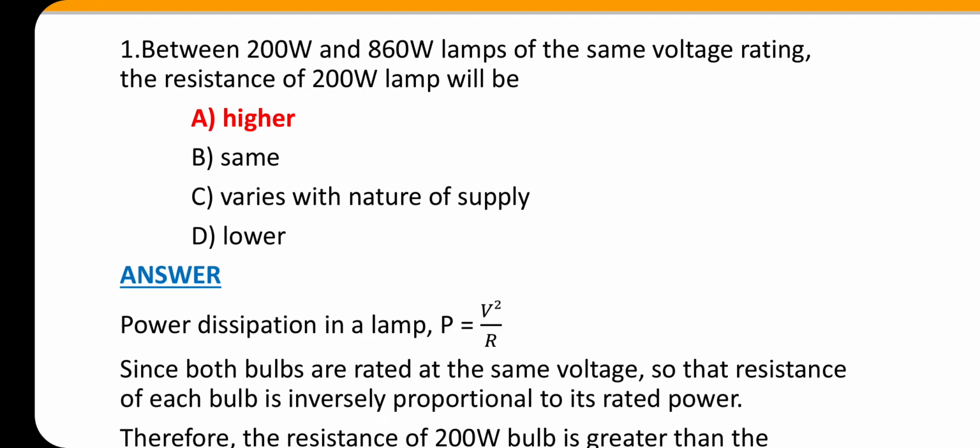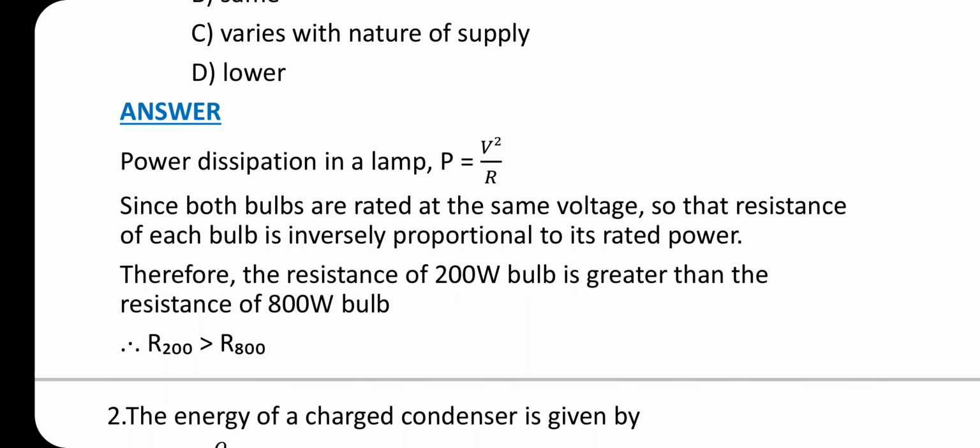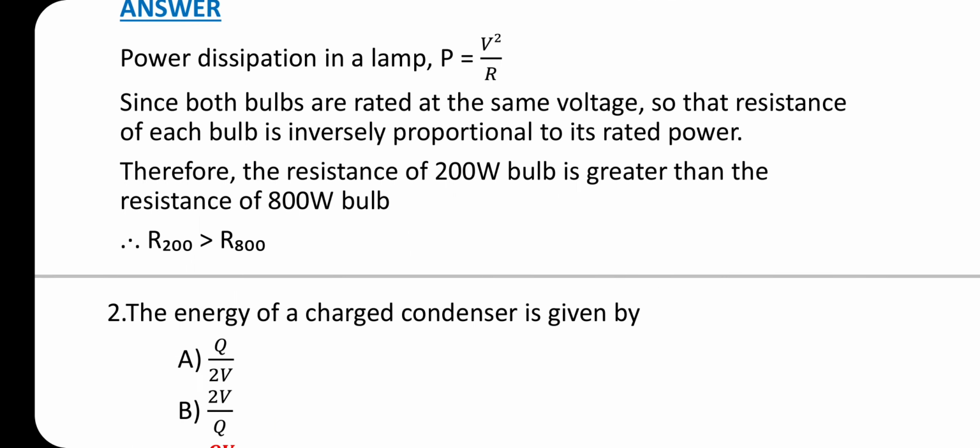Question number 1. Between 200 watt and 800 watt lamps of the same voltage rating, the resistance of the 200 watt lamp will be. Answer option A, higher. Power dissipation in a lamp P equal to V square by R. Since both bulbs are rated at the same voltage, the resistance of each bulb is inversely proportional to its rated power. Therefore, the resistance of the 200 watt bulb is greater than the resistance of the 800 watt bulb.